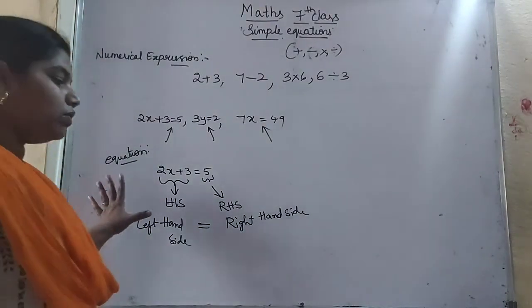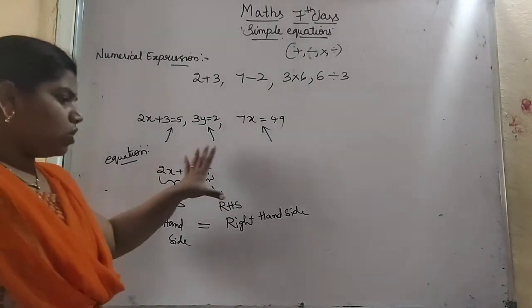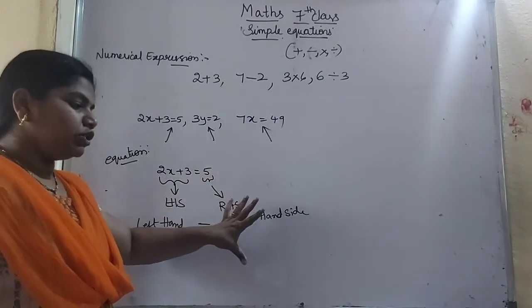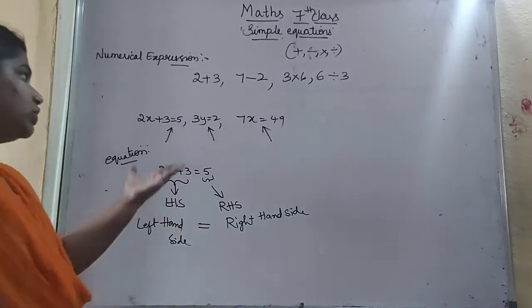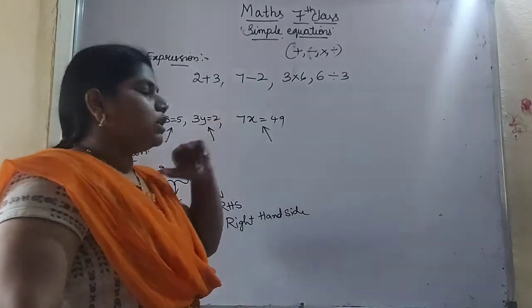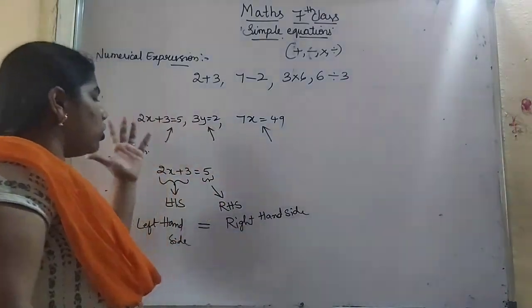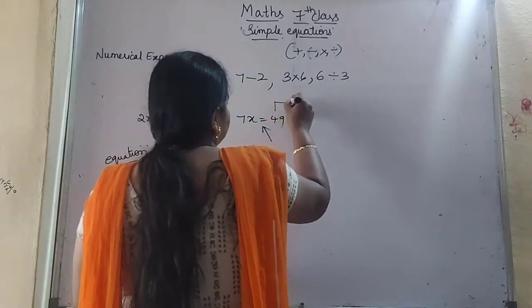So how to solve these equations? These all are called simple equations. We can solve these simple equations. Here 3y equals 2 is a simple equation, 7x equals 49 is also a simple equation. So how to solve the simple equations, we will see.